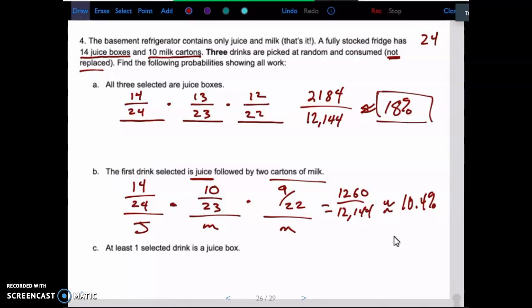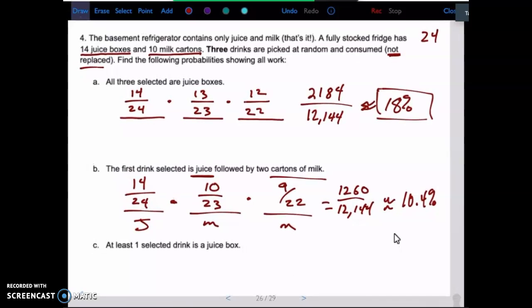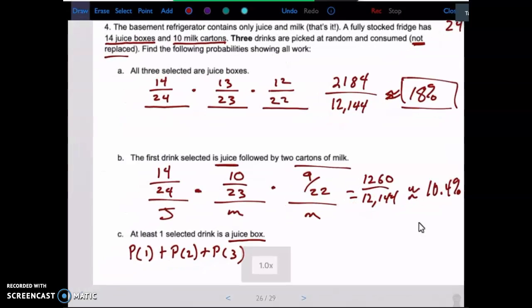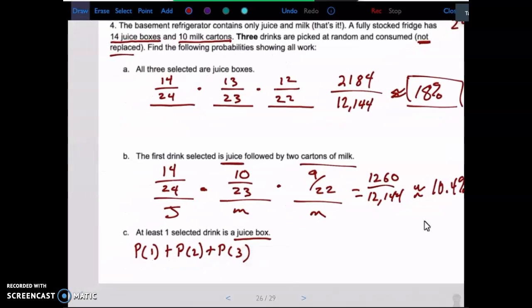At least, so what's the probability if we drink 3 of them that I get at least 1 juice box? So at least 1. If you think about it, you'd have to take the probability of drinking 1 plus the probability of 2 plus the probability of 3. Now, this is kind of tricky. This would take a lot of work doing it this way. The only probability that we're missing here is the probability that we didn't drink any juice boxes.